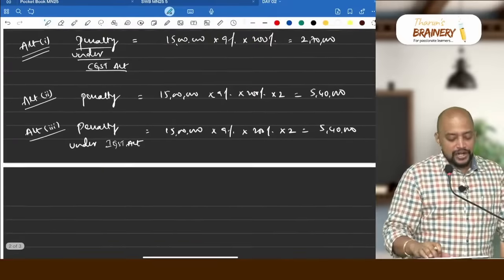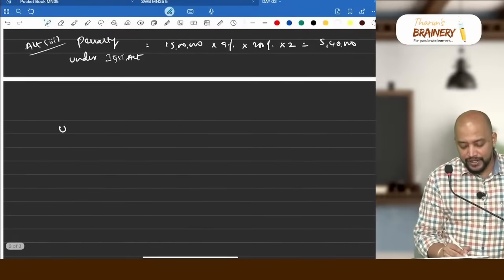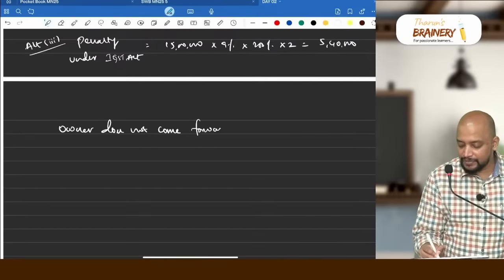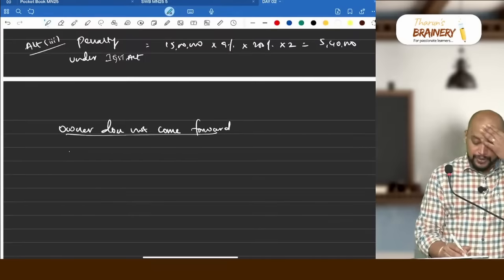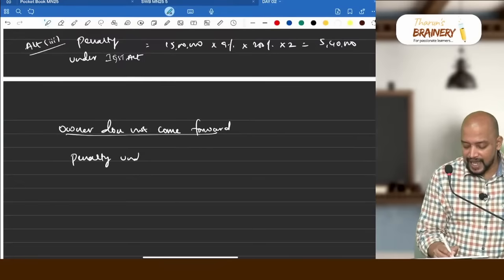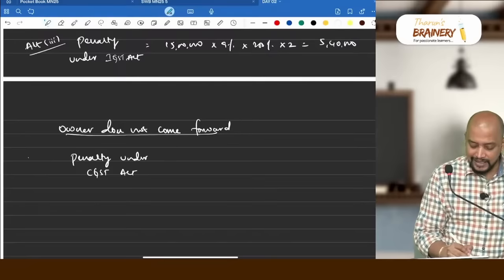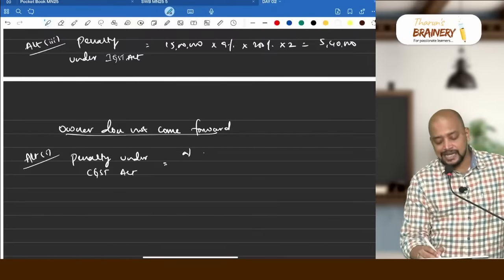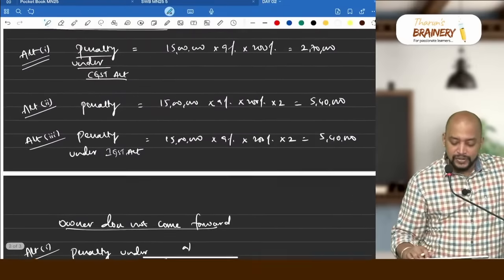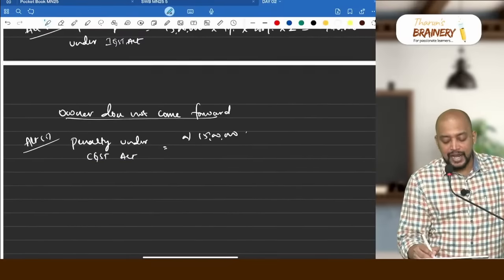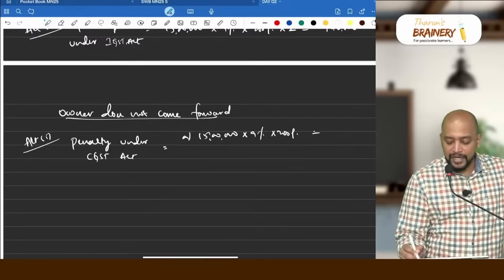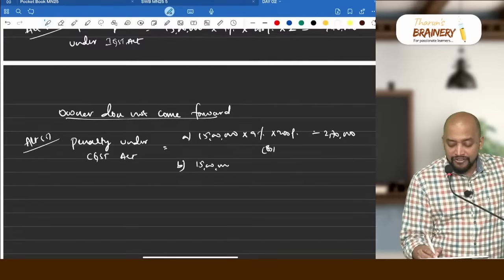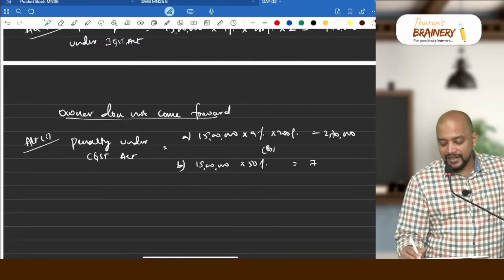So suppose the owner does not come forward, then what will happen in this case? How much will be taken as a penalty if the owner does not come forward? Suppose it is penalty under CGST Act, say this is alternative 1. What we need to do? A or B, whichever is higher. A will be 200% of tax. So same story, 15 lakhs into 9% into 200%, that will be 2,70,000, or B will be 15 lakhs into 50%, that will be 7,50,000.